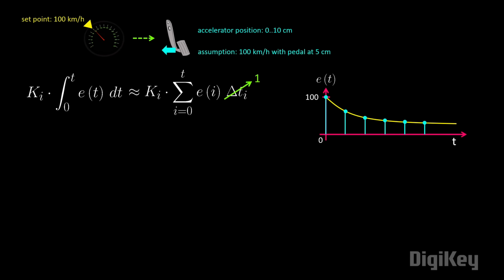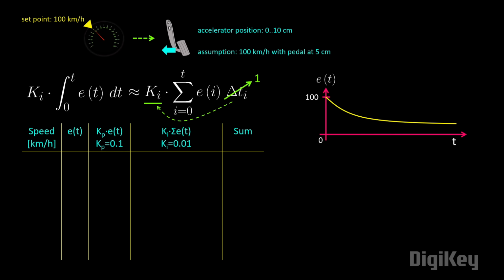For example, maybe we take an error reading every 1 second. Or if we know that this interval time is constant, we can just say it's part of our Ki value. Either way, we won't need to worry about this term in this example. Now, let's see what happens if we include this integral term with our proportional term from the previous example.